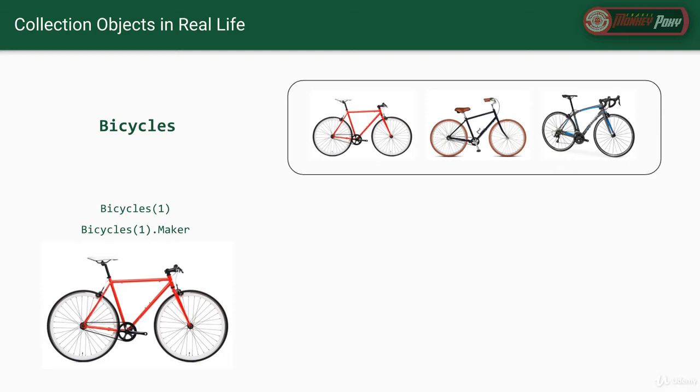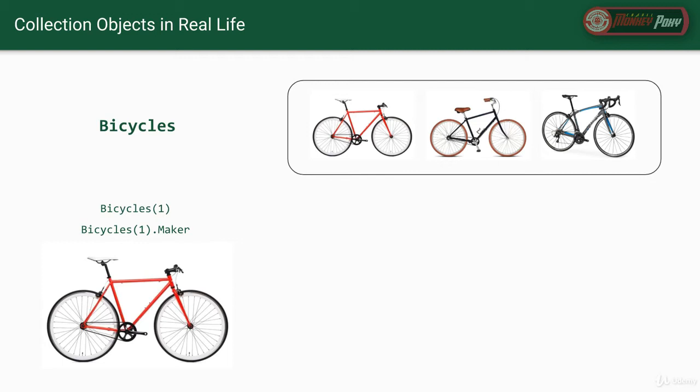In the example below, I have bicycles 1 maker, right? Maker represents a property, but here's the tricky part. Here's where it gets confusing. The maker property here that I'm referencing is not a property on the bicycles collection object. Rather, it is a property on a singular bicycle object. How do I get to a single bicycle? That's because when I use that parentheses syntax, I'm pulling out just one bicycle from this collection, and then I'm referencing an existing property on it.